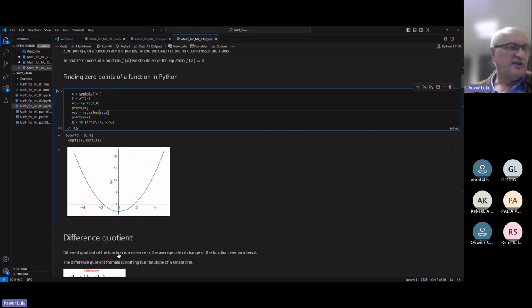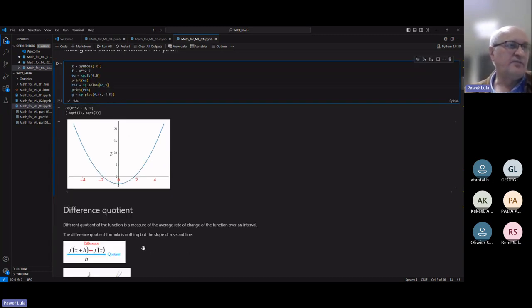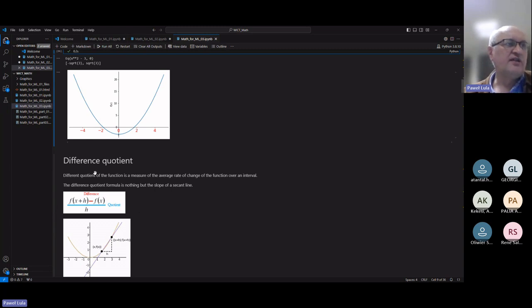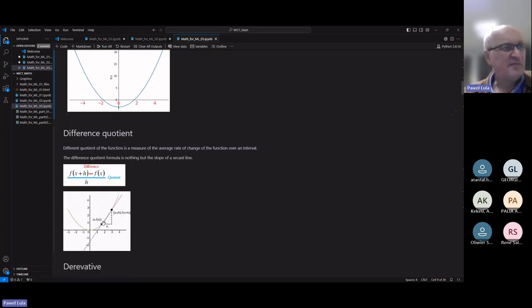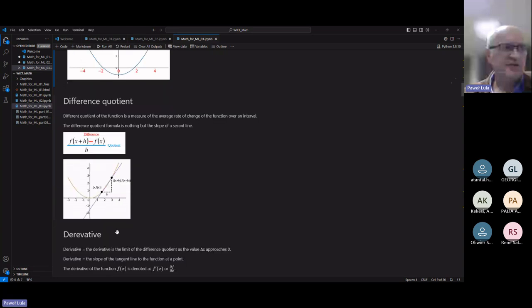The next very important concept related to functions is the difference quotient. The difference quotient is defined here. This formula is maybe complex, but the idea is very, very easy. I try to show the idea of the difference quotient here.